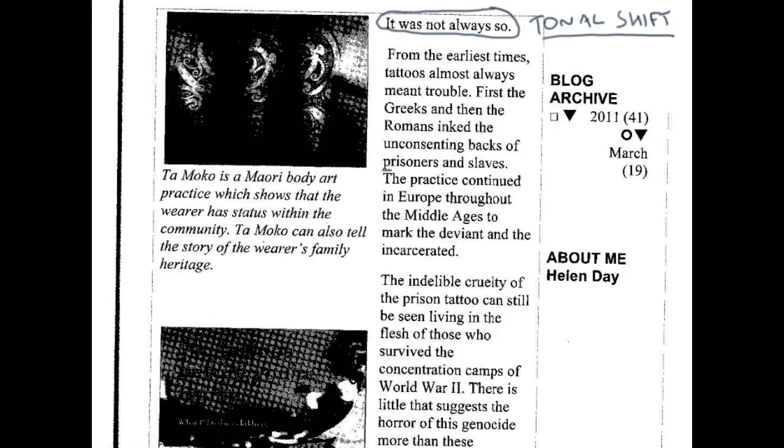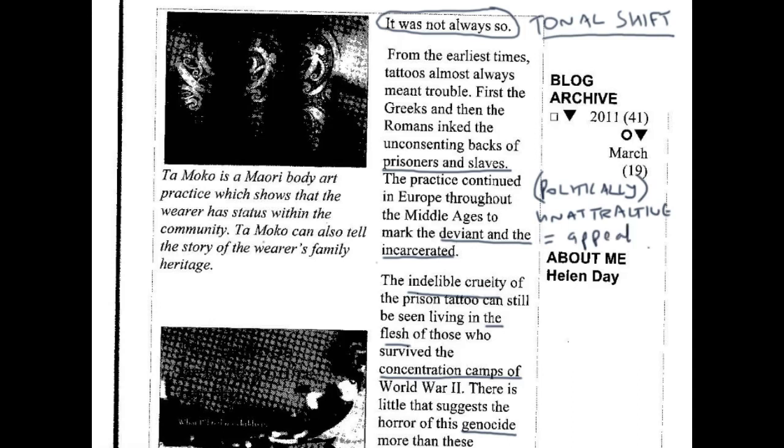We can look at some of the language choice here. Deviant and incarcerated, prisoners and slaves, indelible cruelty, the flesh of those who survived the concentration camps, and genocide. These kind of words, we can say, are unattractive. They're not nice things to think about. So in that sense, you can say that the author has made an appeal to the reader's conscience, especially when you think about genocide and concentration camps.